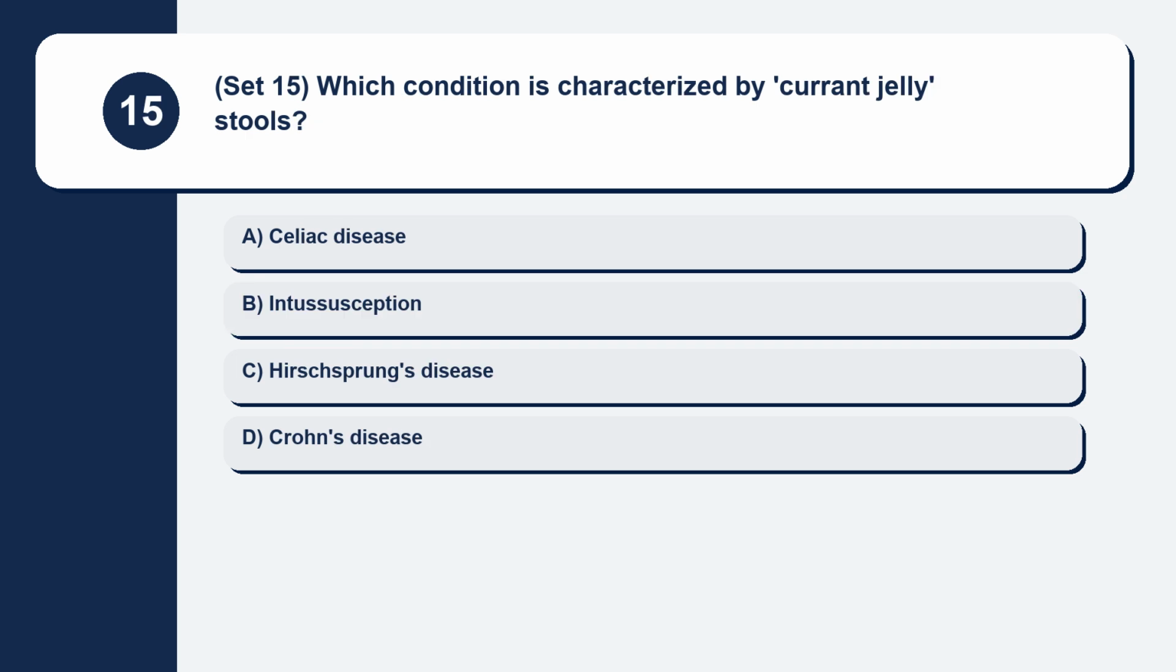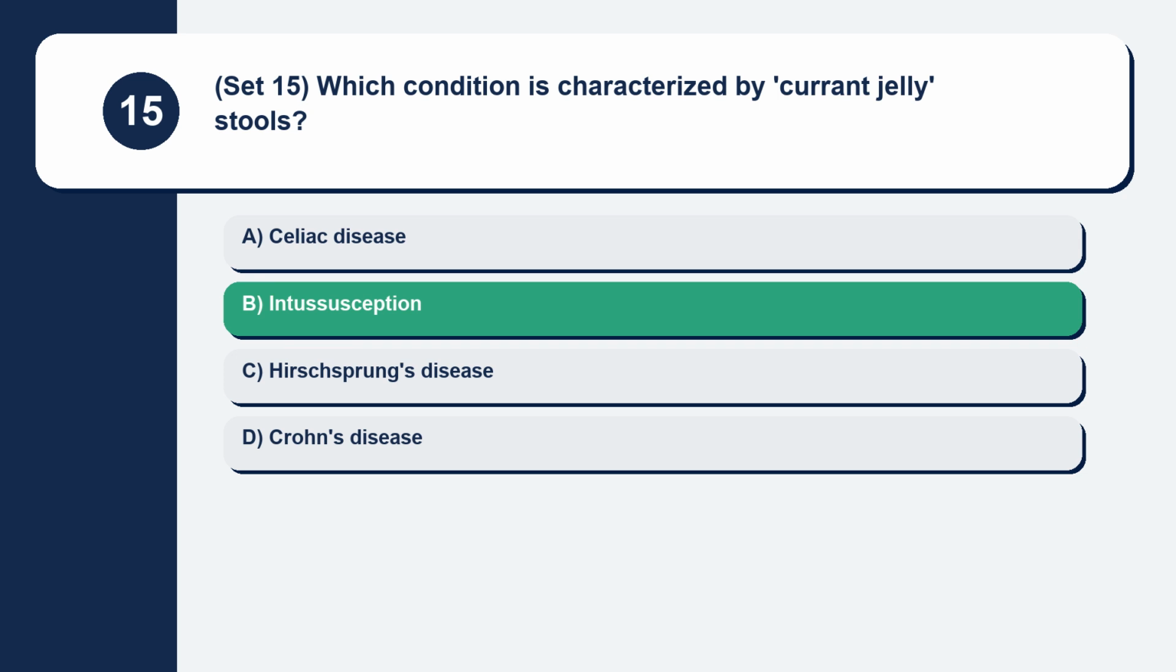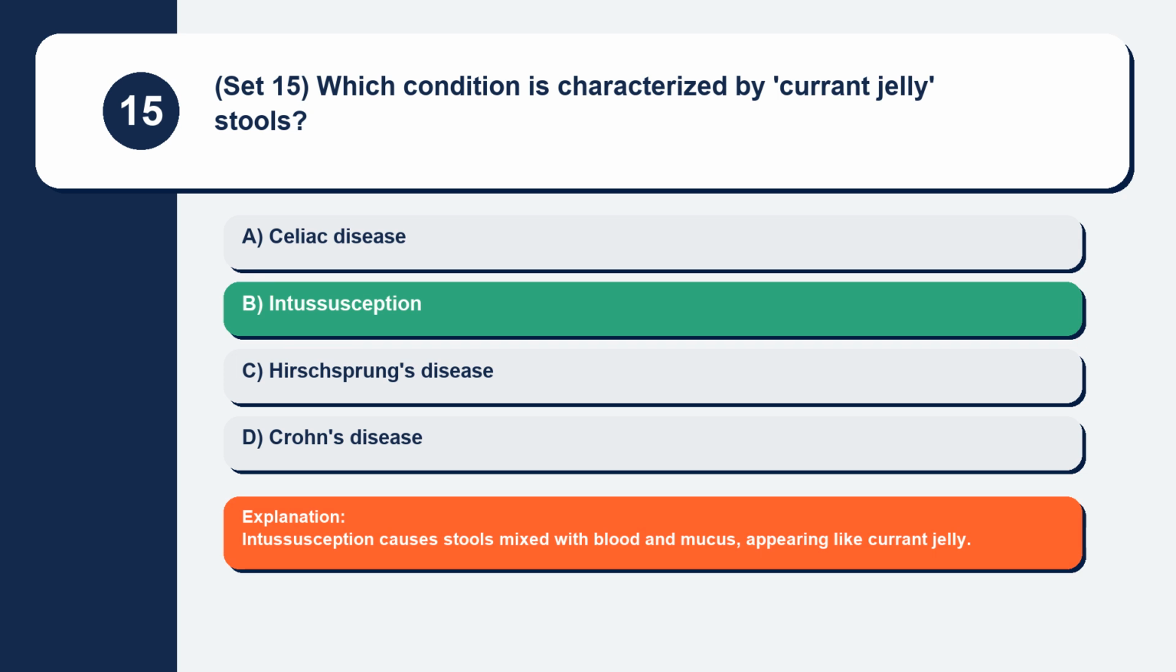Question 15. Set 15. Which condition is characterized by currant jelly stools? Celiac disease, intussusception, Hirschsprung's disease, Crohn's disease. Intussusception causes stools mixed with blood and mucus, appearing like currant jelly.